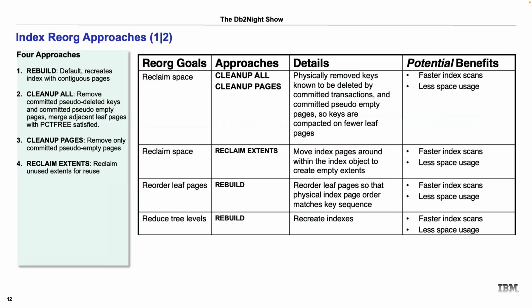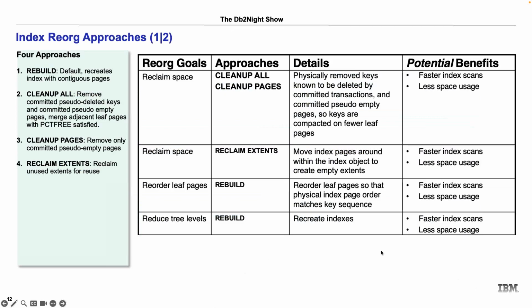There are 4 major ways to reorg an index in DB2. Rebuild is the most aggressive one. It recreates the whole index, reorders the leaf pages, and reduces the tree levels. It's best to use this one when the index is really heavily fragmented.